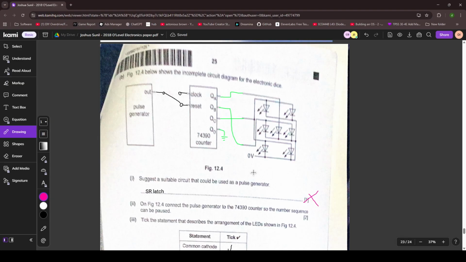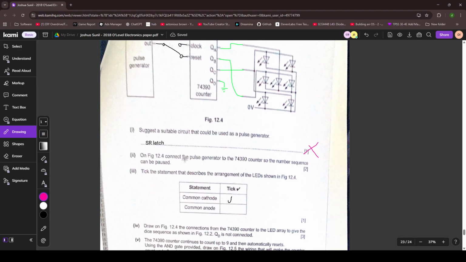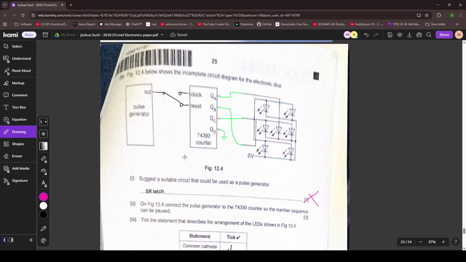No way, bro. Okay, astable multivibrator. Okay, 555 timer in astable mode. That's a pulse generator. Figure 12.4, connect the pulse generator to the 74390 counter so that the number sequence can be paused.